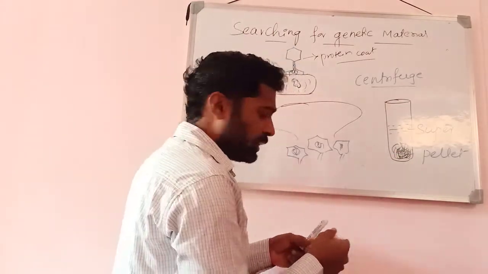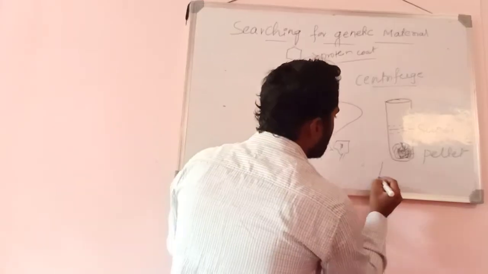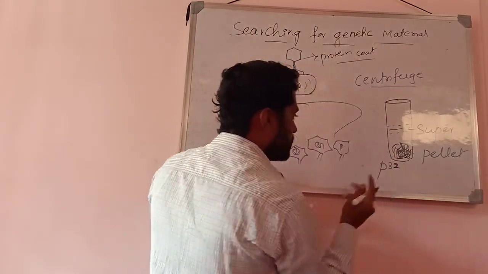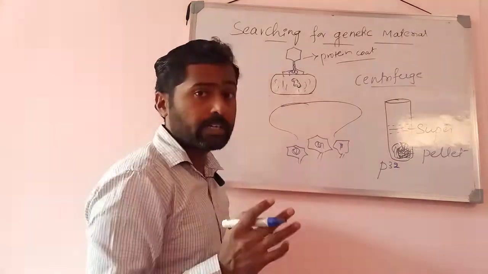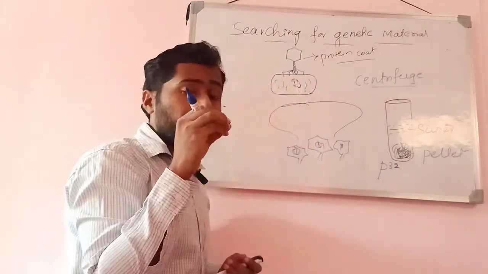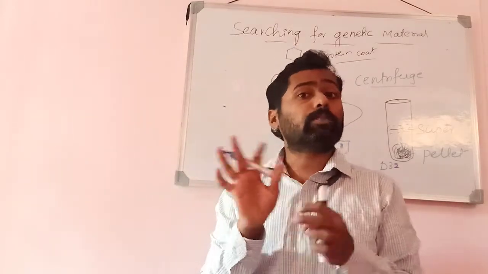So why does it show radioactivity? Because it consists of P32, isn't it? As I said earlier, P32 means phosphorus is found in DNA, sulfur is not found in DNA. So just remember the principle here: only the DNA of the bacteriophage will enter, not the protein coat.